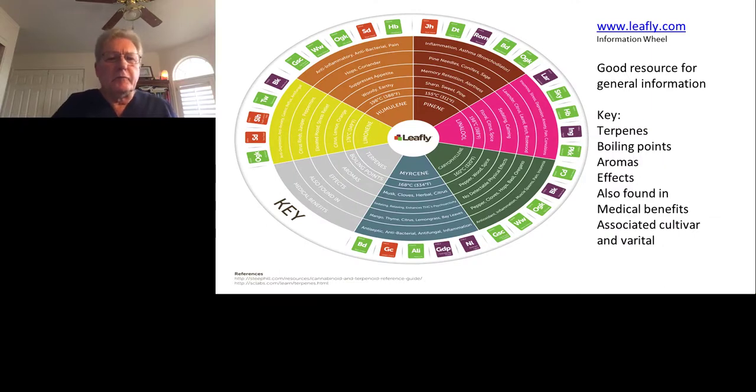Here is an information wheel that they've created that looks at terpenes, boiling points, aromas, the effects found, and some of the medical benefits that are associated with different varietals. And so the colors: green being hybrid, red being sativa dominant, and purple on the outside of the circle being indica dominant.